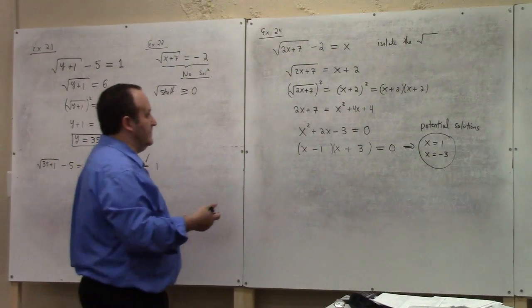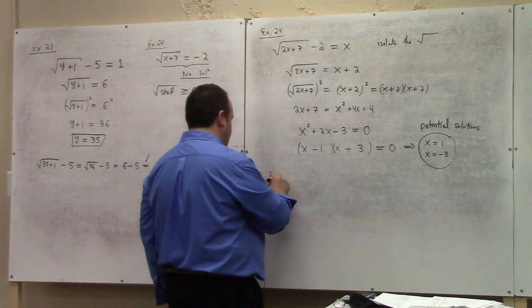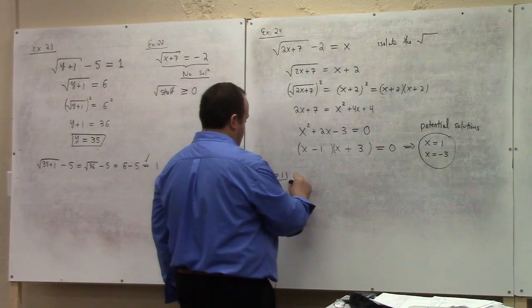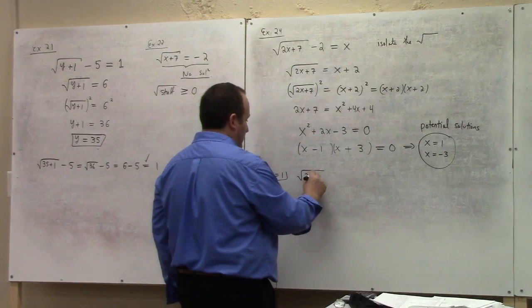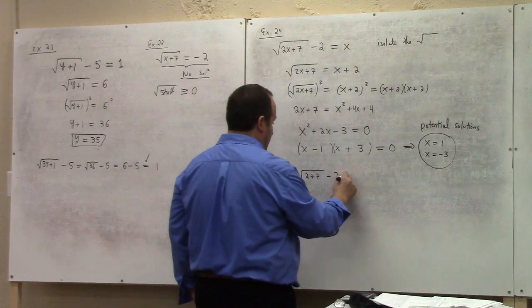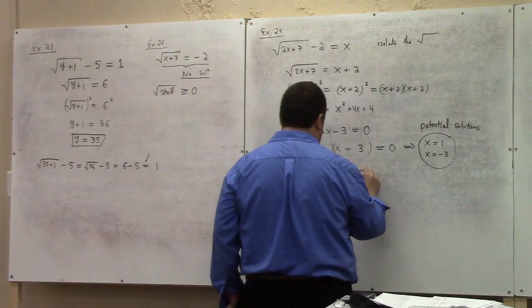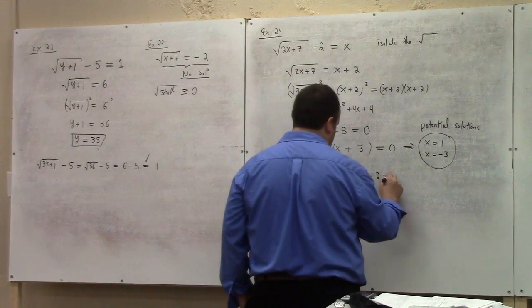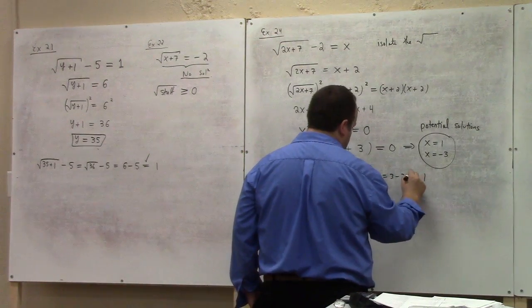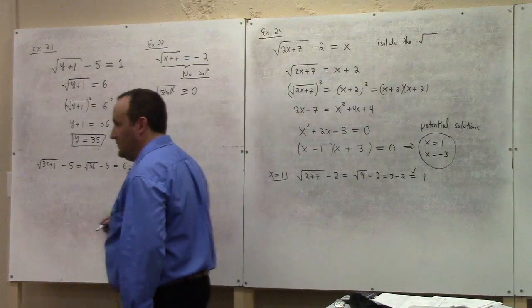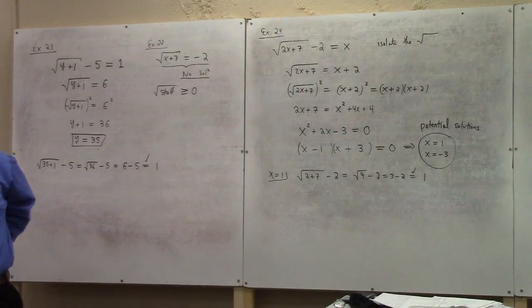So plug in 1. What happens to that one? The square root of 2 plus 7 minus 2, which is the square root of 9, minus 2, which is 3 minus 2, which is 1. Good news. x equals 1 is an honest to goodness solution. That's good.